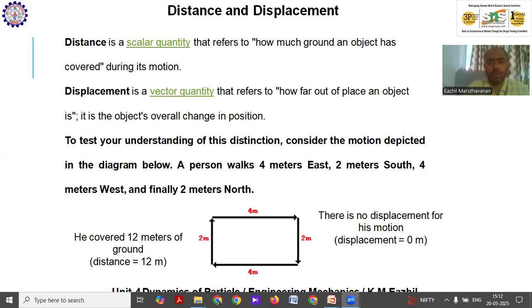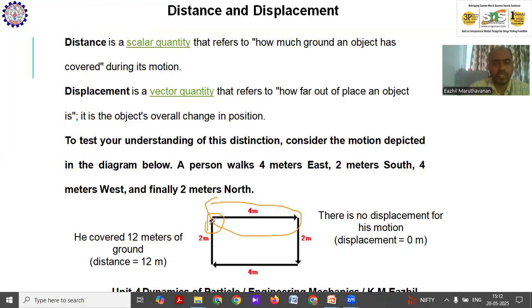To know clearly the difference between distance and displacement, just look at the image. A person walks 4 meters east and then 2 meters south. Here is the starting position. Then 2 meters south and 4 meters west, and then once again 2 meters to the north.